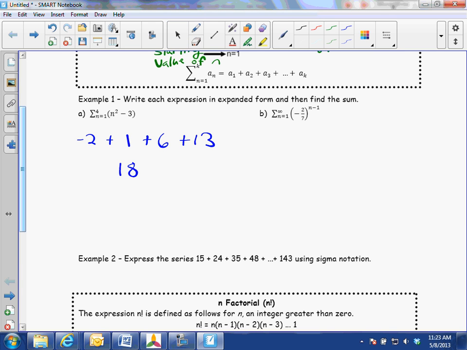Okay. Oh, what do you know? There's an infinity. All right, so this one says start as n is 1 and go off to infinity. So obviously we cannot write off to infinity, so we're going to write the first like 3 terms and put dot dot dots. Okay, so if I put in n is 1, what do we get?